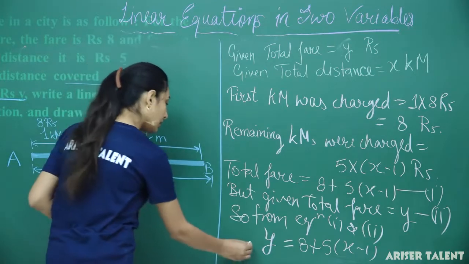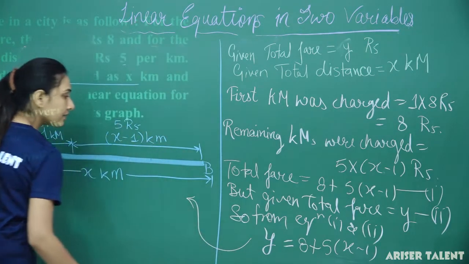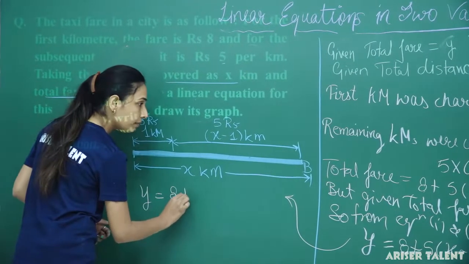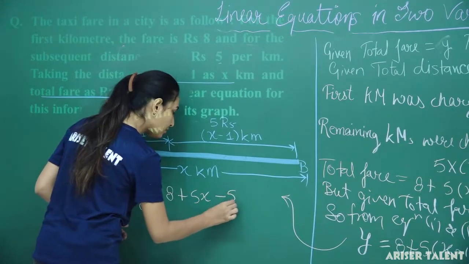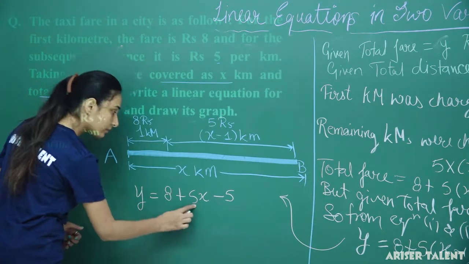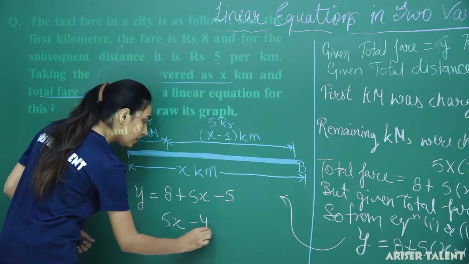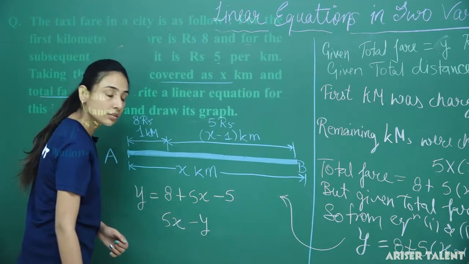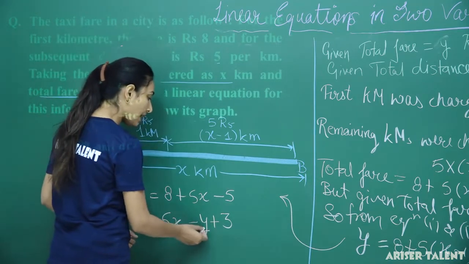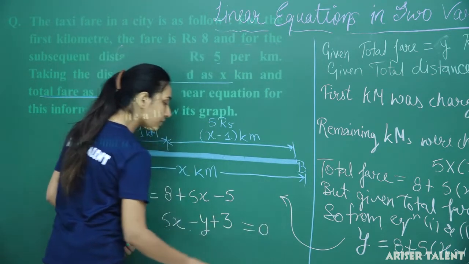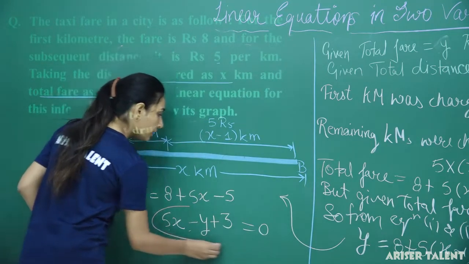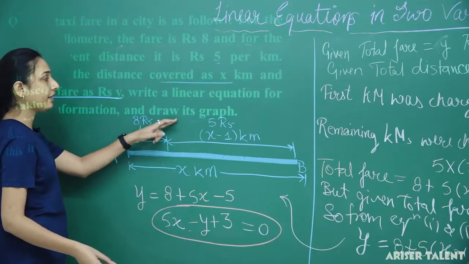right. Now this can be written as y equals to 8 plus 5x minus 5. Okay. Now this can be written as 5x minus y, 8 minus 5 is what? Plus of 3, right. 5x minus y plus 3 equals to 0, right. So this is the equation I got here.